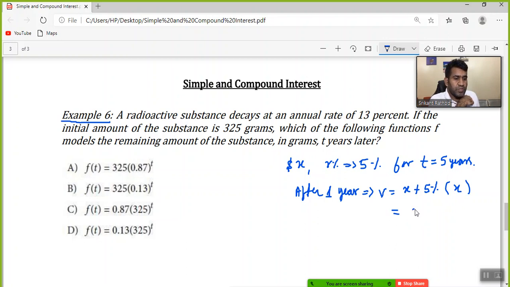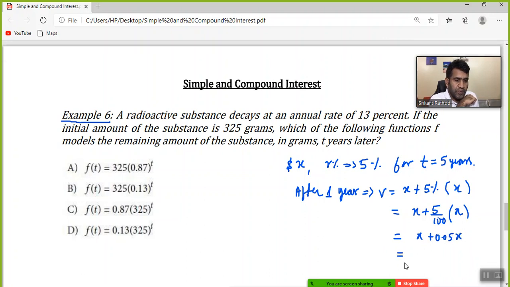So how do you simplify? X plus 5% can be written as X plus 5 by 100 times X, so that's X plus 0.05X. If you take X as common, you get 1 plus 0.05, so I can say 1.05 of X. That's what I get after the first year. Then let me write here, after the second year, what value do we get? This becomes the principal amount for the second year, right?